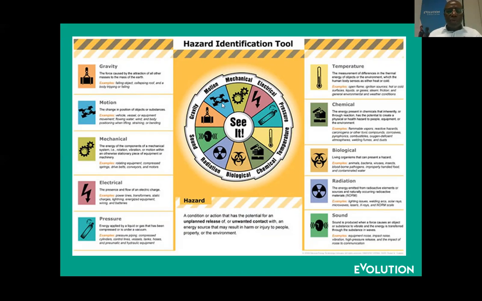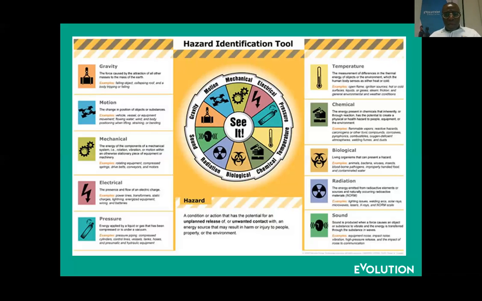And motion, that means the equipment is moving, or wherever you are, it may be a moving floor, and they're saying, be careful, the hazard that exists here has to do with motion. The hazard that exists here is mechanical. The hazard that exists here is electrical. The hazard that exists here is pressure. So a hazard is a condition or action that has the potential for an unplanned release of, or unwanted contact with, an energy source.